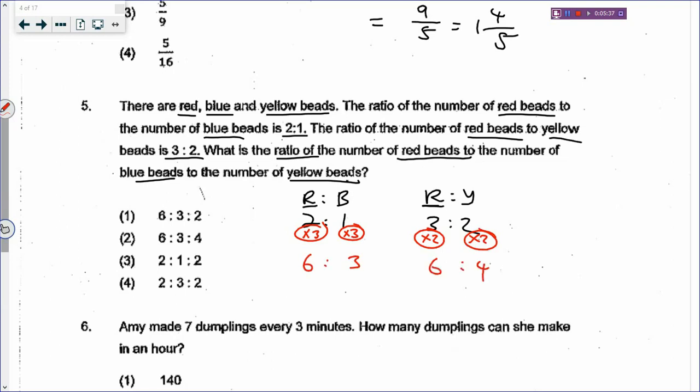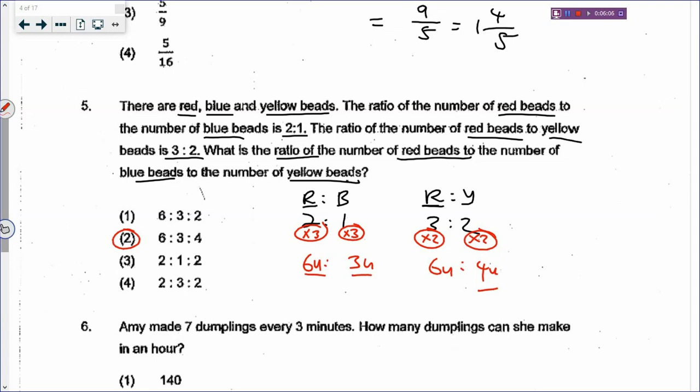So once you make the numbers equal already, you can call them all units, right? They become one big family. So you have 6 units, and then 3 units, and then over here is also 6 units, and then 4 units. So what is the ratio of the red, which is your 6, to the blue, which is 3, to the yellow, which is 4? So you have 6, 3, 4, and your answer will be number 2. Okay? Alright, let's go to number 6.